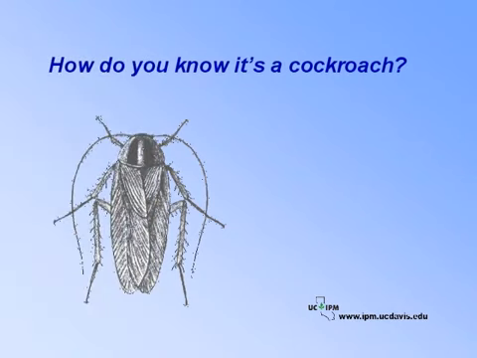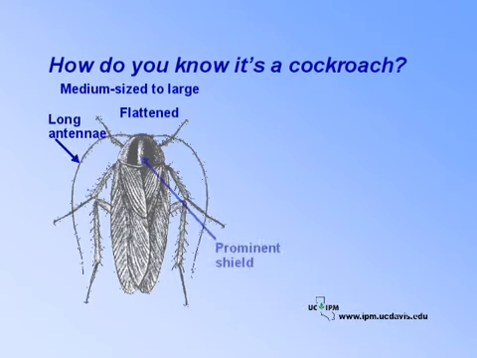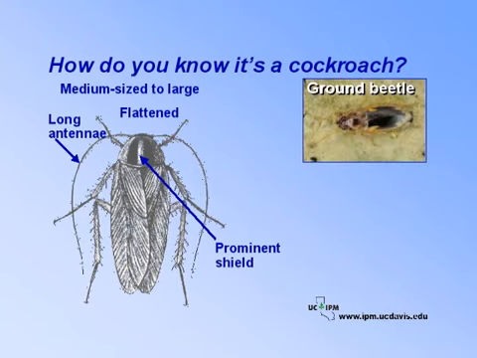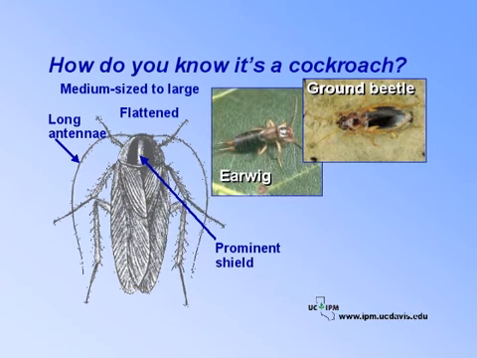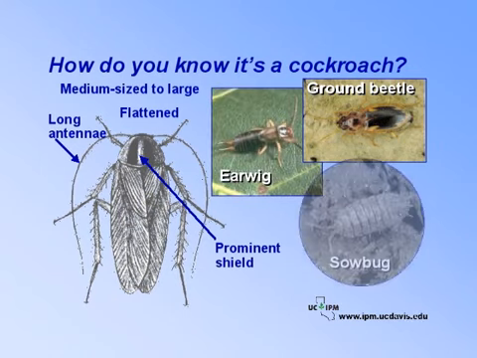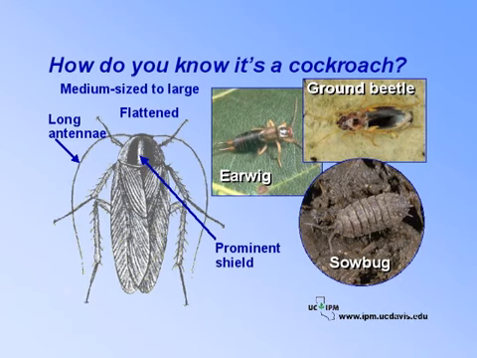How do you know it's a cockroach? Cockroaches are medium-sized to large insects. They appear to be somewhat flattened and have long antennae and a very prominent shield-shaped section behind the head called a pronotum. Cockroaches are often confused with predatory beetles like ground beetles, but adults have membranous wings instead of the thick, hardened wings of beetles. Cockroaches may sometimes also be confused with other commonly seen invaders such as earwigs and sowbugs or pillbugs. There are several different-looking species of cockroaches that are common in school environments.